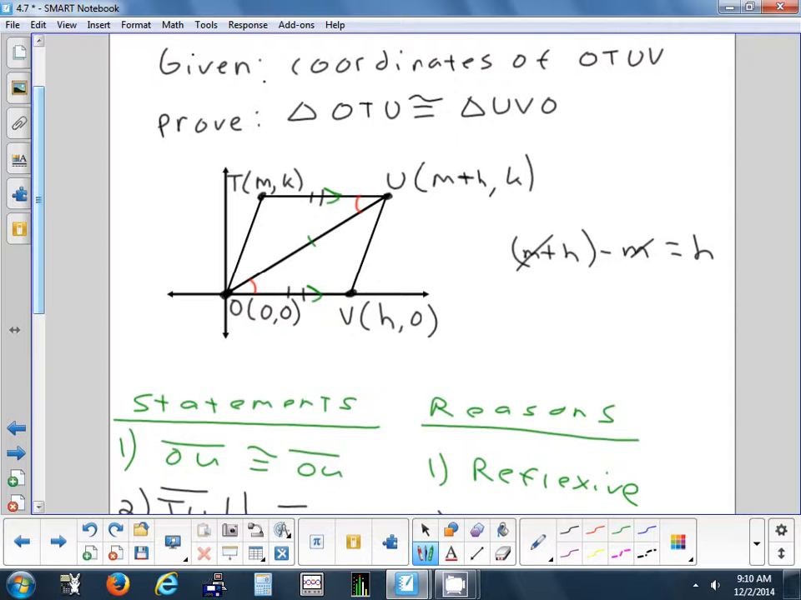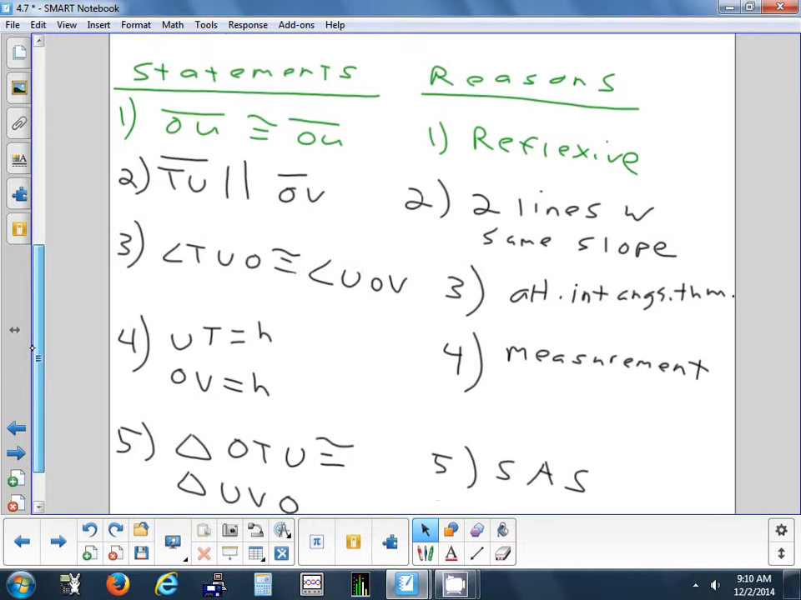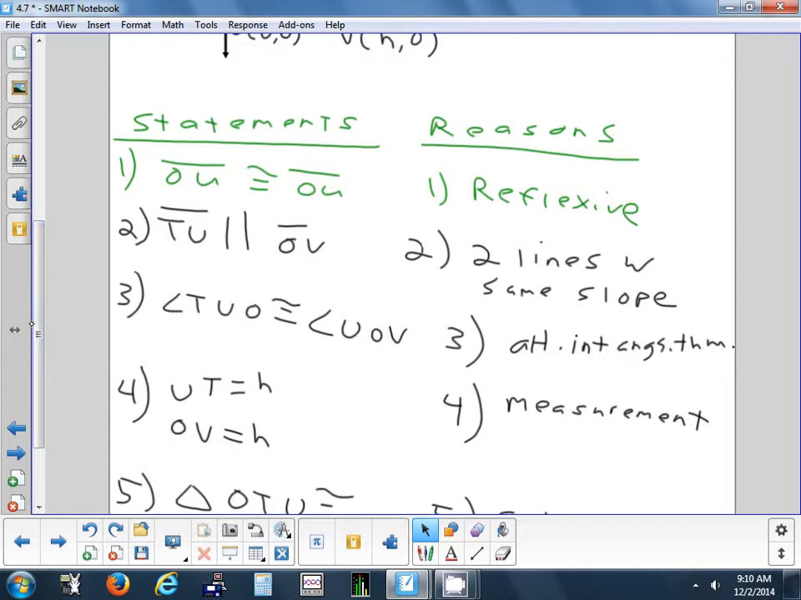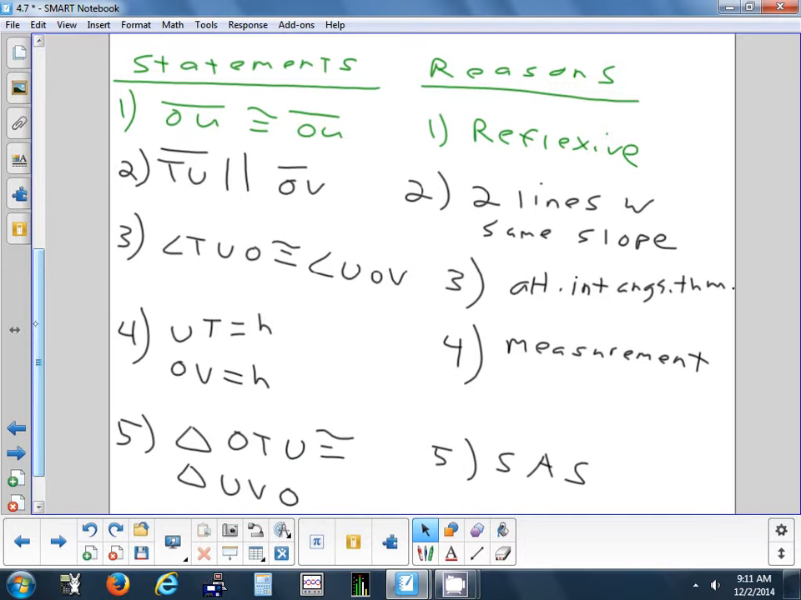So now why can we say that the two triangles are congruent? Yep, side angle side. So triangle OTU is congruent to triangle UVO. Just be careful you name it correctly. Side angle side. I think the trickiest part here was step 2, realizing you had parallel lines. All right, any questions on that?